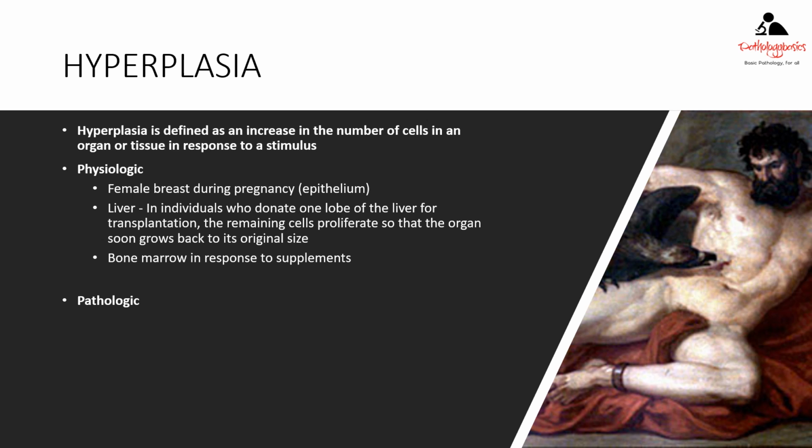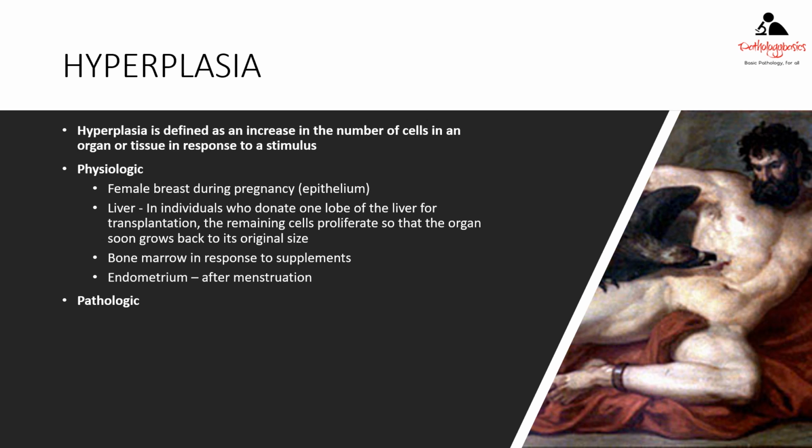Whenever there is iron deficiency or folic acid or vitamin B12 deficiency, the patient suffers from anemia. To treat this anemia, we give iron supplements or folic acid and vitamin B12 supplements. What happens after giving supplements? The bone marrow regenerates, and this regeneration happens through hyperplasia.